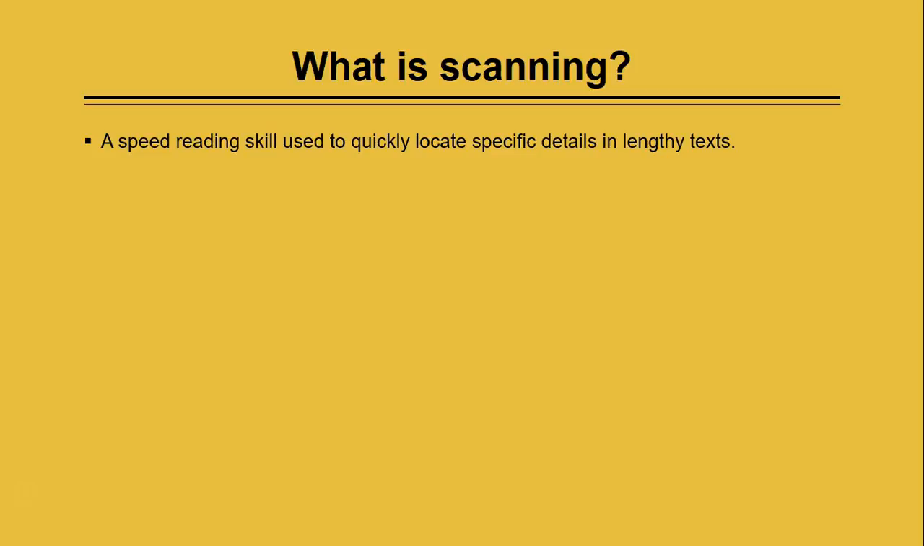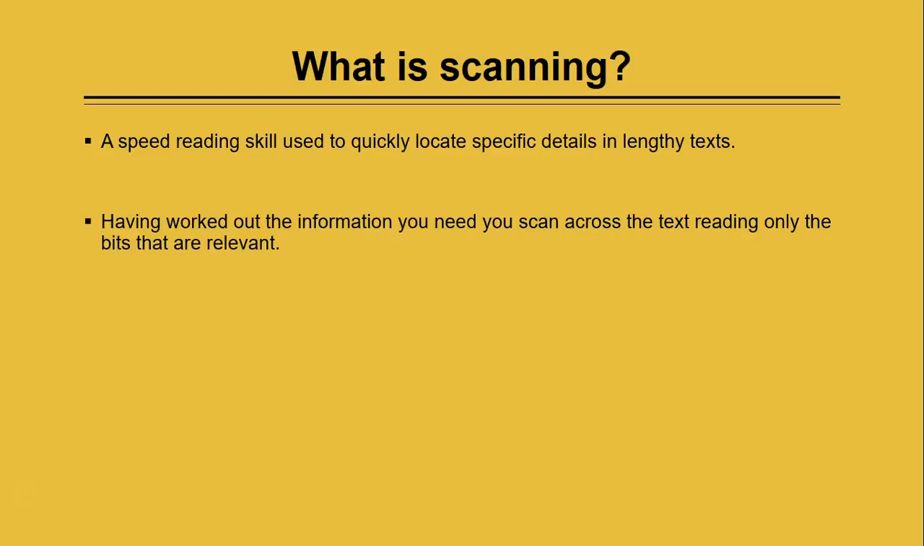So it's a speed reading technique that allows you to quickly locate specific details within longer text by effectively blurring out all of the irrelevant things and just zooming in on what is relevant to you. Having worked out the information that you need, what you do is to literally scan your eye across the text, only stopping to read those bits of information that might be relevant to the thing that you're looking for.